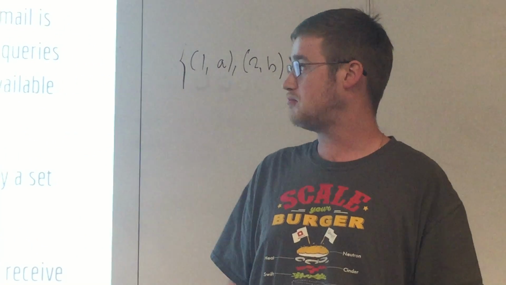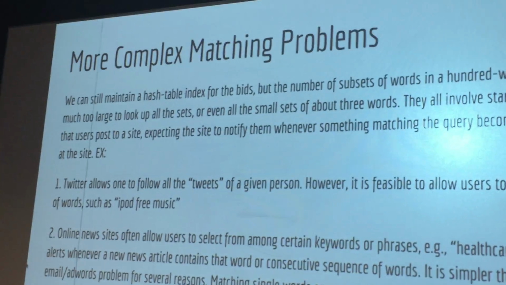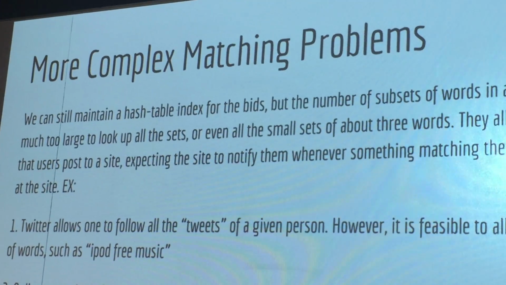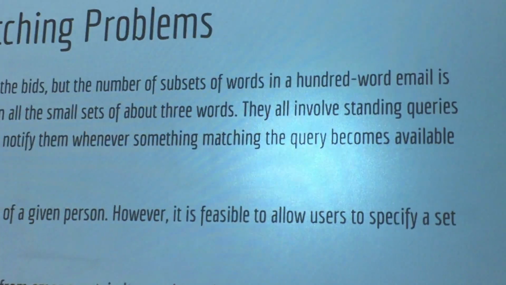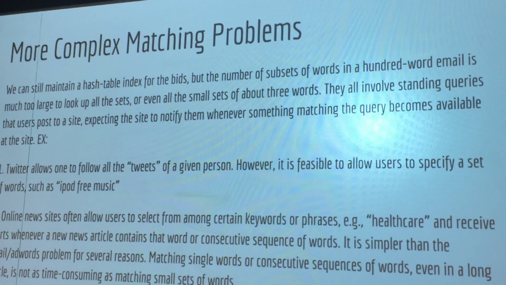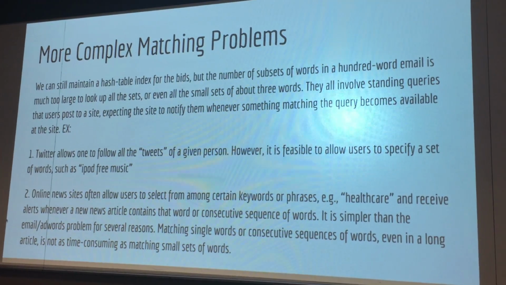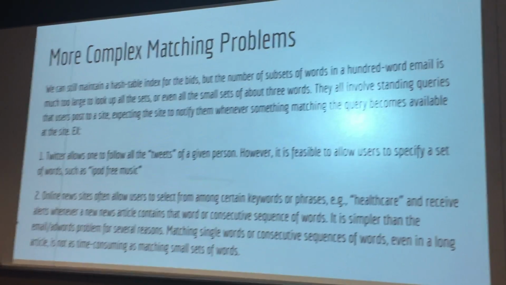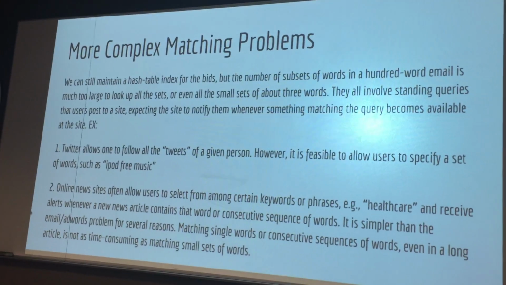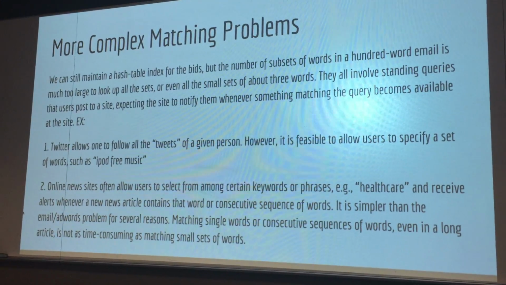Alright. This is more complex matching problems. We can still maintain a hash table index for the bids, but the number of subsets of words in a 100-word email is much too large to look up all the sets, or even all the small sets of about 3 words. They involve standing queries that users post to a site, expecting the site to notify them whenever something matching a query becomes available at the site.